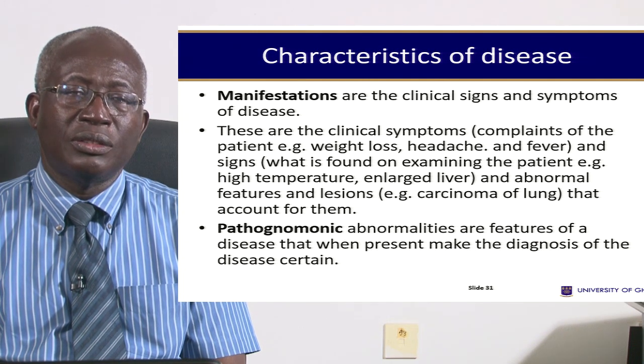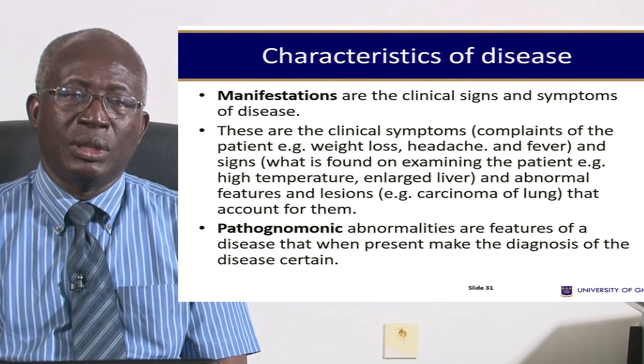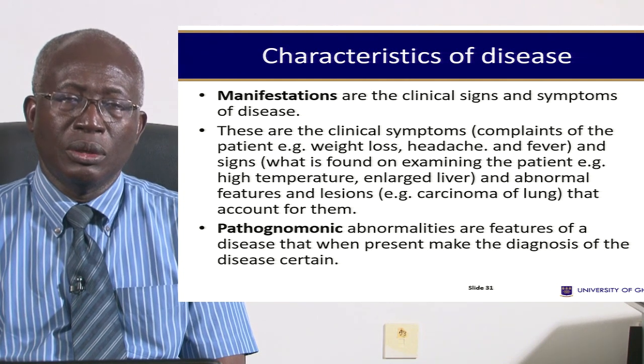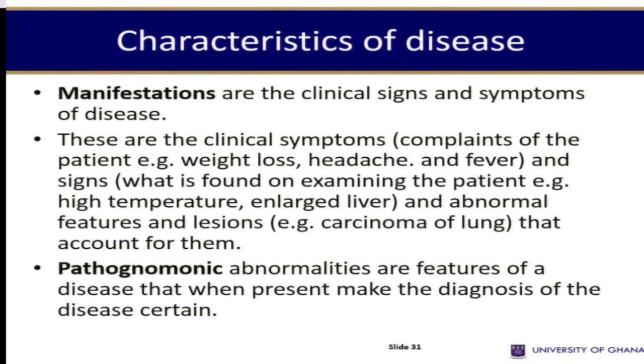It is the abnormal features of the lesions that account for these signs and symptoms. The term pathognomonic abnormality is a feature of a disease that, when present, makes the diagnosis certain.